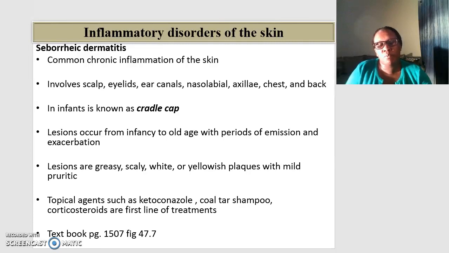You can as well open your books on page 1507, figure 47.7, and it shows a really nice diagram of seborrheic dermatitis. If you don't have a textbook, you can sit close to someone that has the textbook.